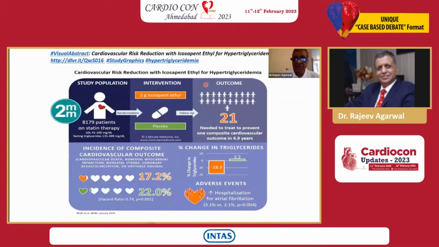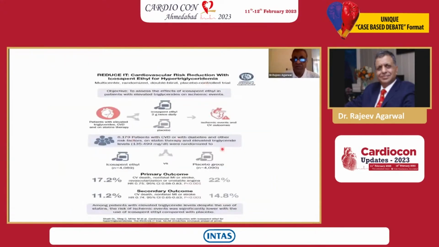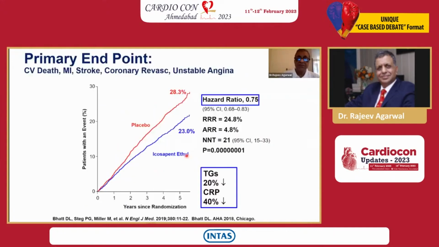Many of you must be aware of the EPA REDUCE-IT trial. Many of you confuse it as a TG lowering trial. It's a vascular trial, not a TG lowering trial. It showed enormous advantage. Primary outcome benefit was there. Secondary outcome benefit was there. Mortality reduction was there. Here the EPA was used 2 grams twice a day. And there was a relative risk reduction of 25%. Absolute risk reduction was 4.8%. NNT was 21. And TGs were marginally reduced by 20%.